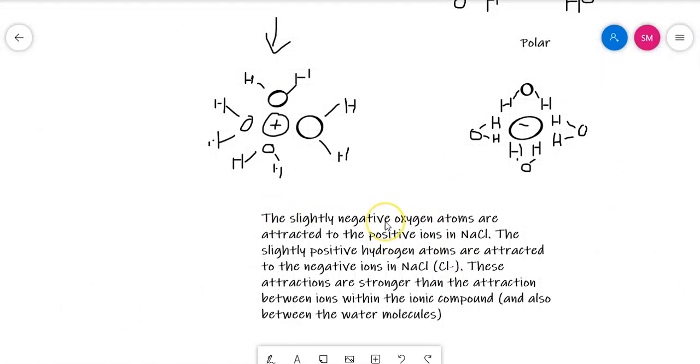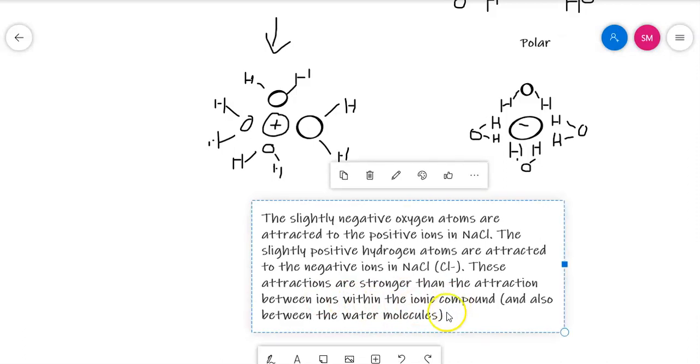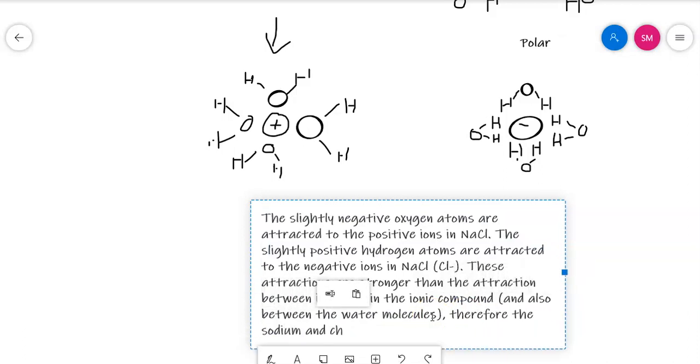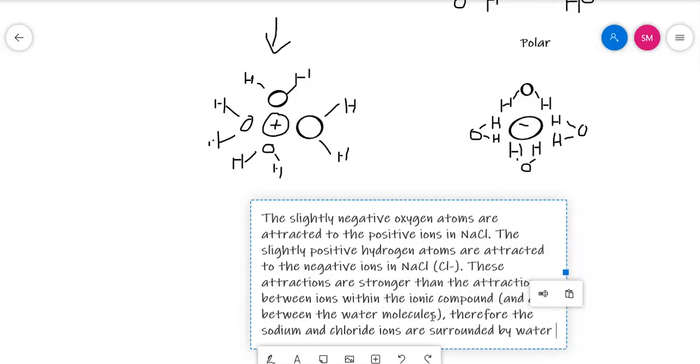So the slightly negative oxygen atoms are attracted to the positive ions in sodium chloride. The slightly positive hydrogen atoms are attracted to the negative ions in sodium chloride. These attractions are stronger than the attraction between the ions within the compound and also between the water molecules. And then we would just need to say, therefore, the sodium chloride ions are surrounded by water molecules.